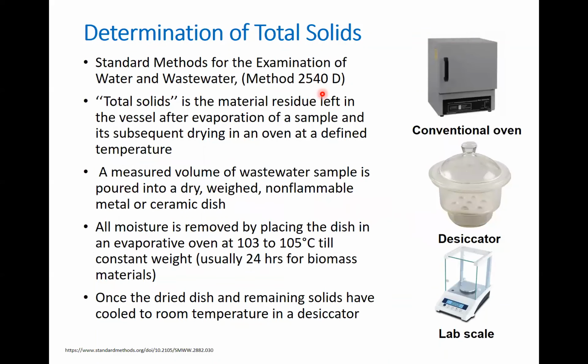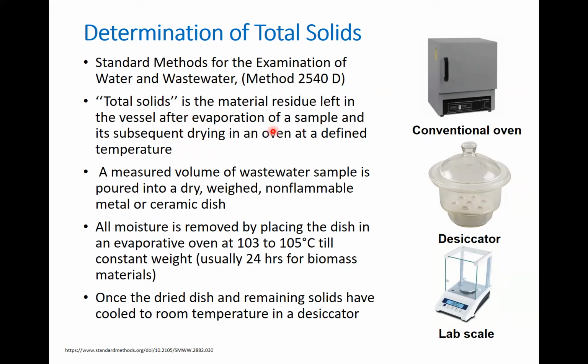How to determine the total solids? There are many standard methods for examination of total solids. Among them is the standard method for the examination of water and wastewater, and here you can find the method number 2540D. The total solid here is the material residue left in the vessel after evaporation of a sample and its subsequent drying in an oven at a defined temperature. So basically, this is the total solid.